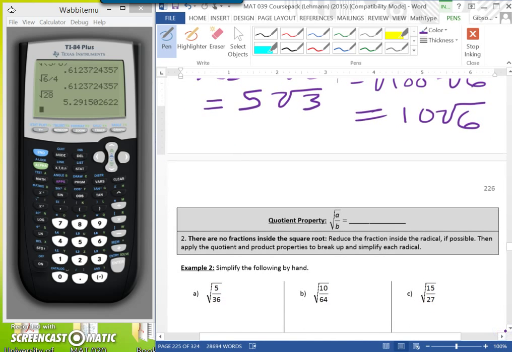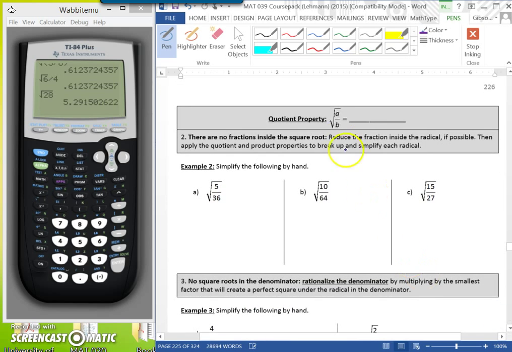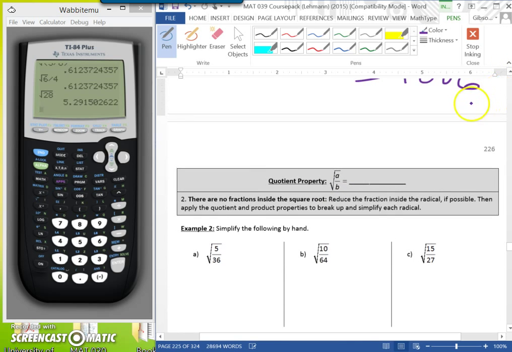Now, we scroll on to the next page. We have the square root of A divided by B. Now, the quotient property goes like this. And I'm going to write it above here because this will jump a little bit.